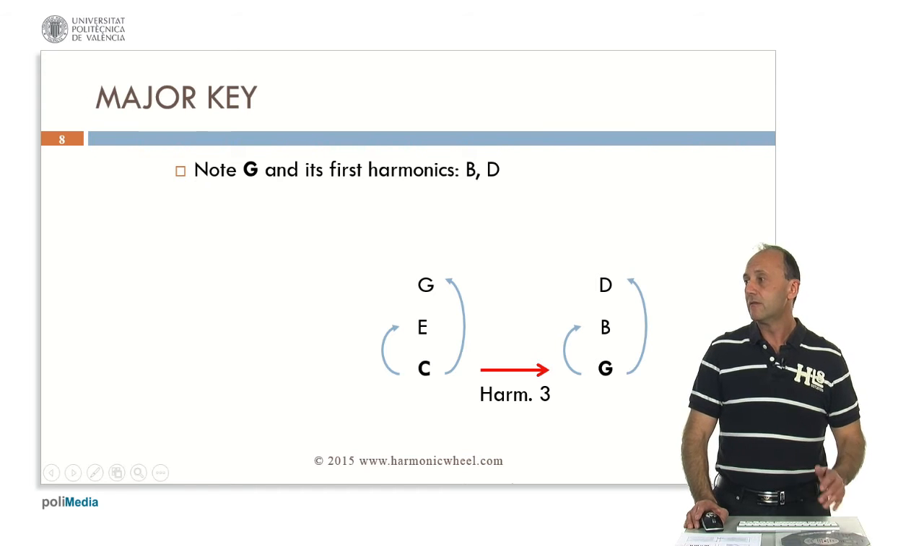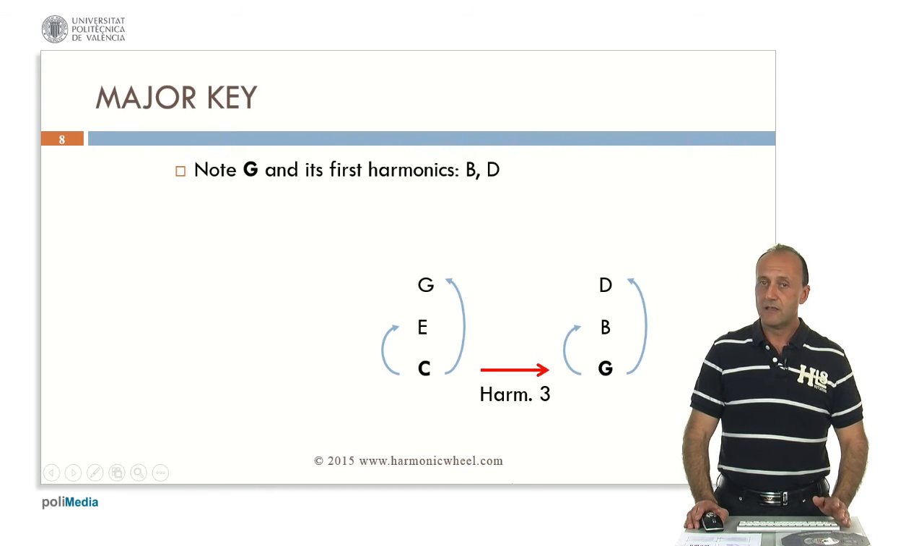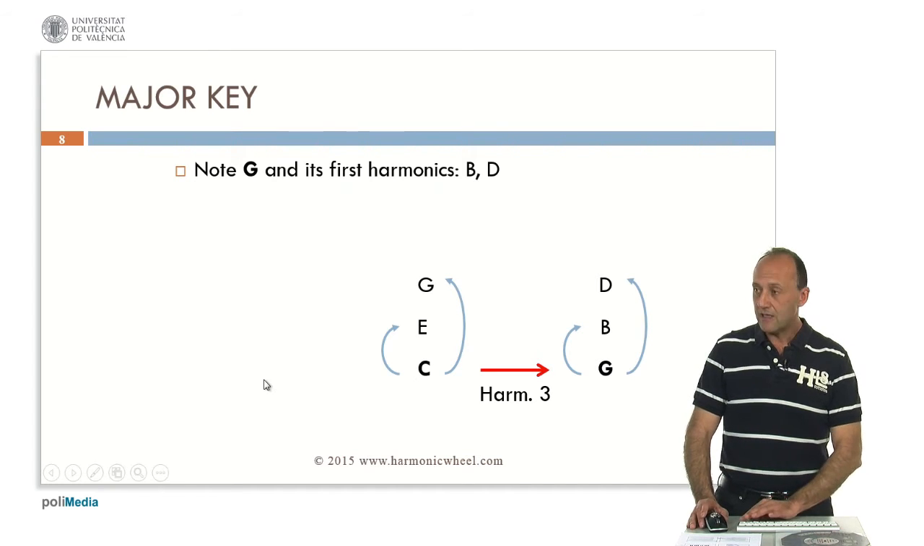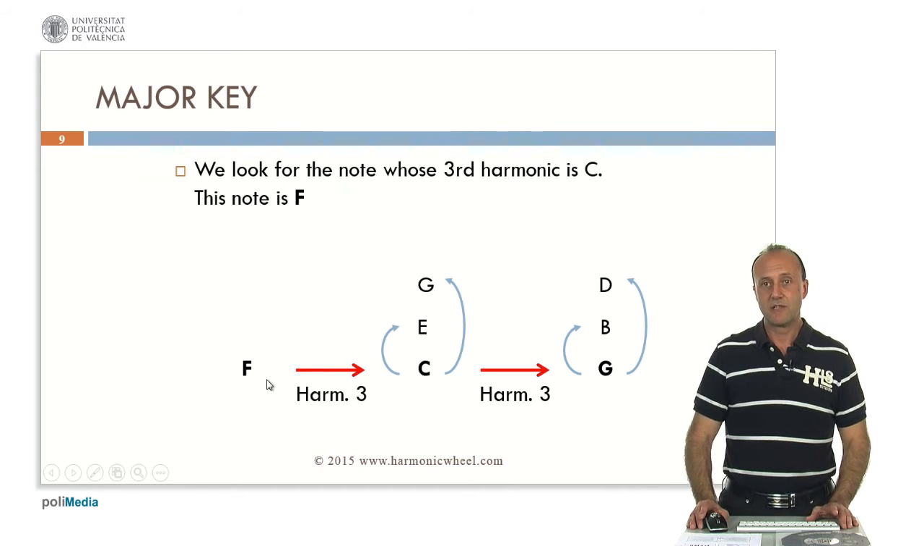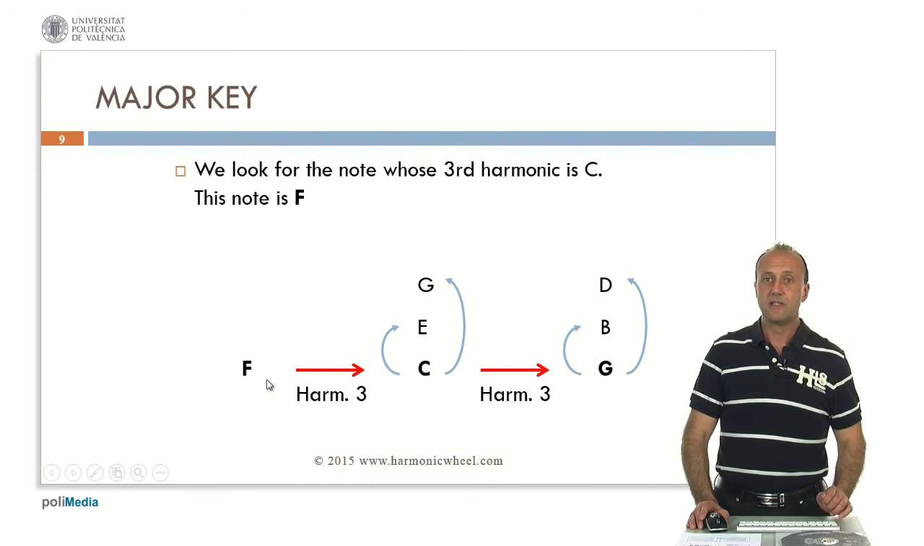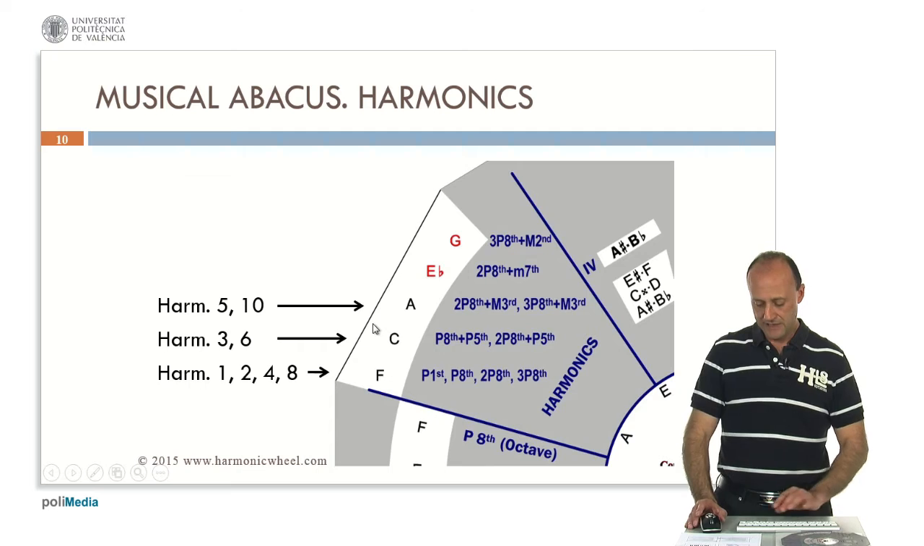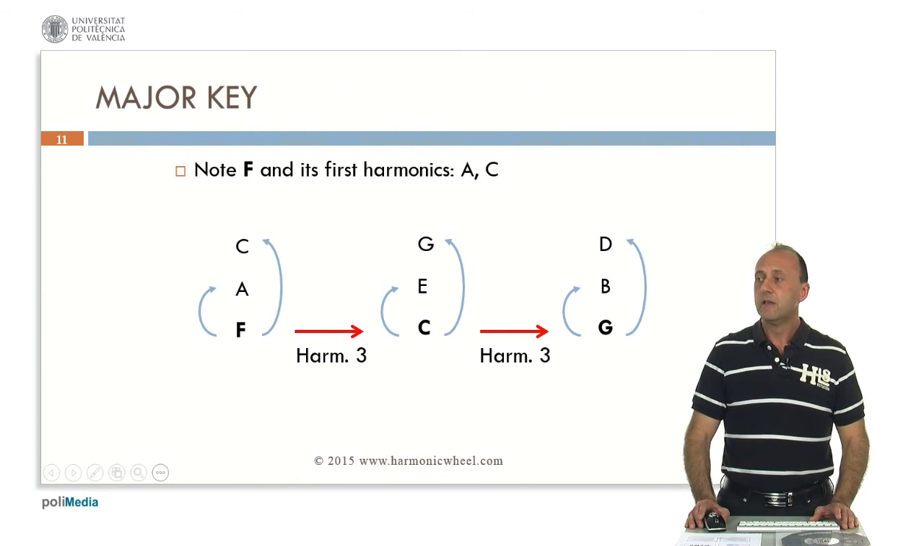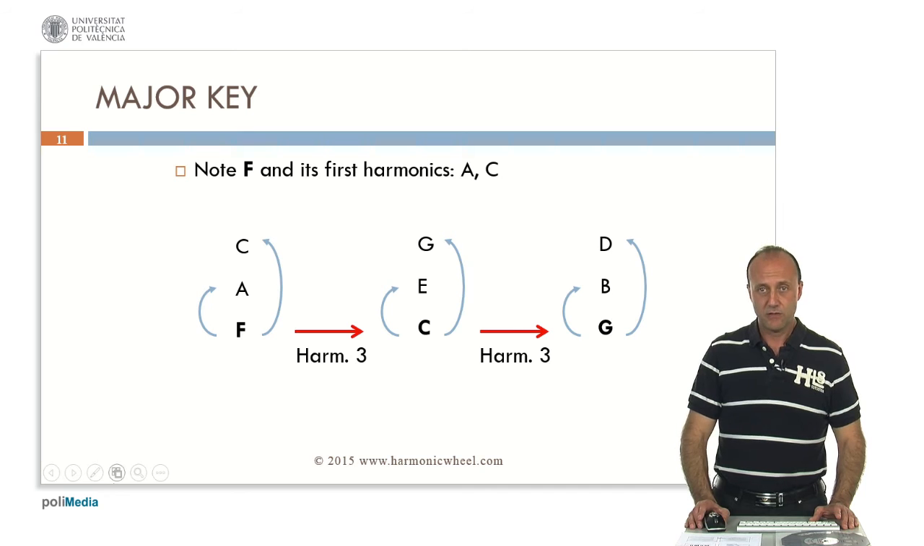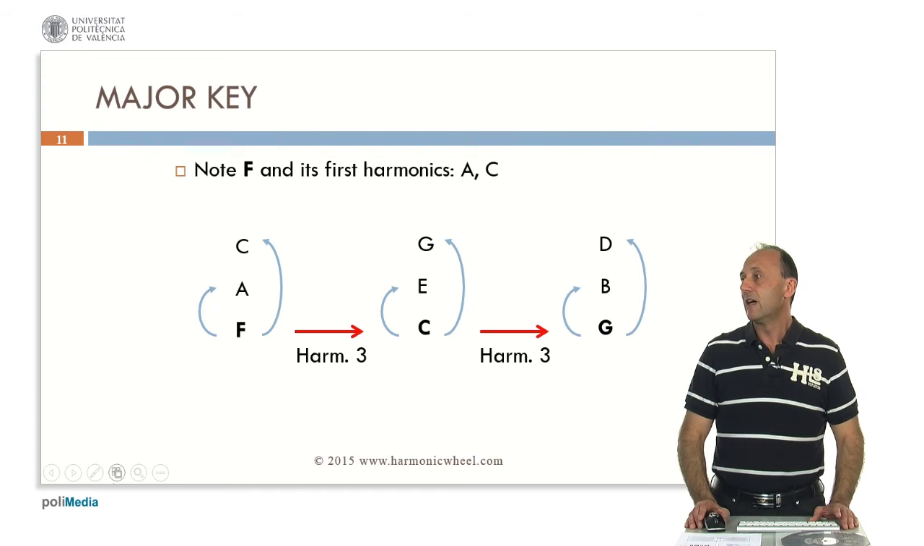Now we can make the same process, but starting with a lower note, a note below note C, such that its third harmonic is precisely note C. This note is F. If we look for the first harmonics of note F, we will find its third harmonic C and its fifth harmonic A. This way, we obtain a set of 7 notes. Apparently they are 9, but 2 of them are repeated, so they are 7 different notes which form a major key.